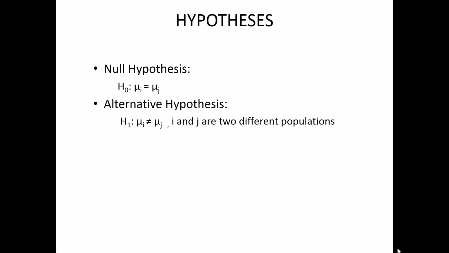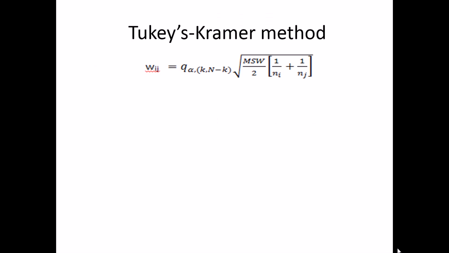Hypothesis. So this is the multiple comparison test, meaning we do pairwise comparisons. Since we have 4 levels, we have 4C2, that is 6 pairwise comparisons, and for each pairwise comparison we have the null and alternative hypothesis. The null hypothesis states that mu i is equal to mu j, and the alternative hypothesis states mu i is not equal to mu j. i and j are two different populations.